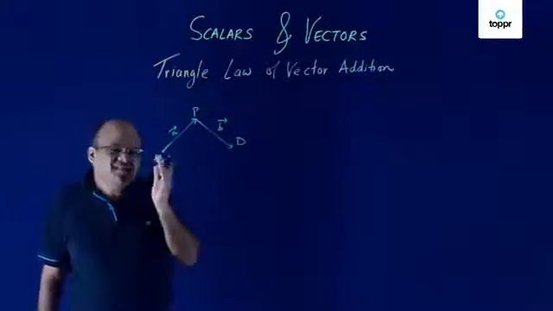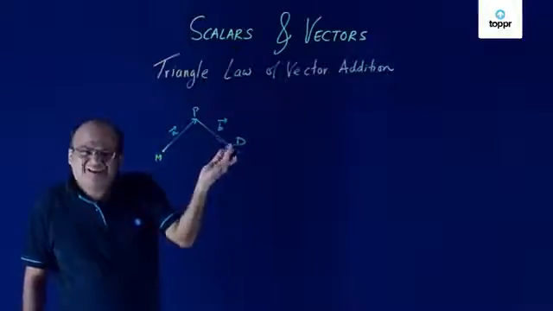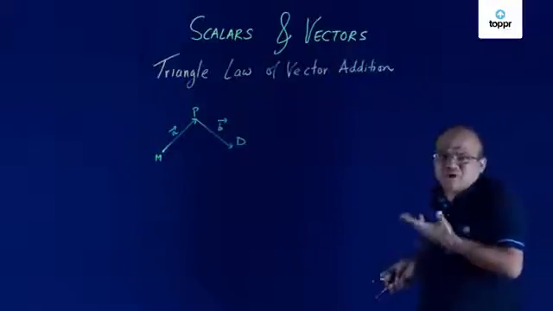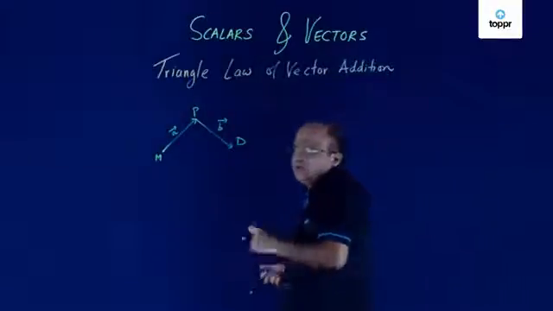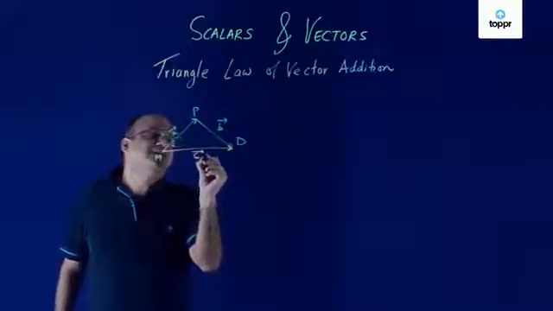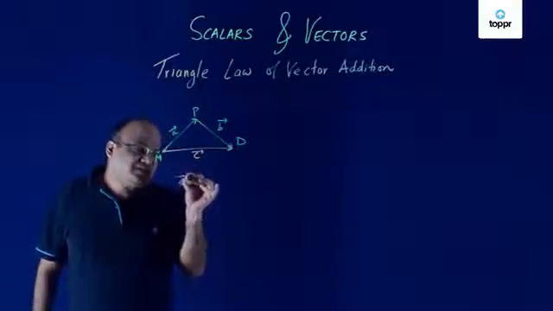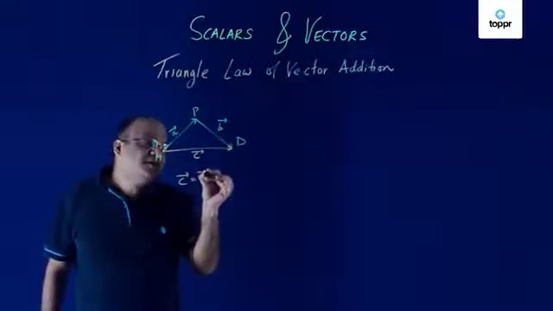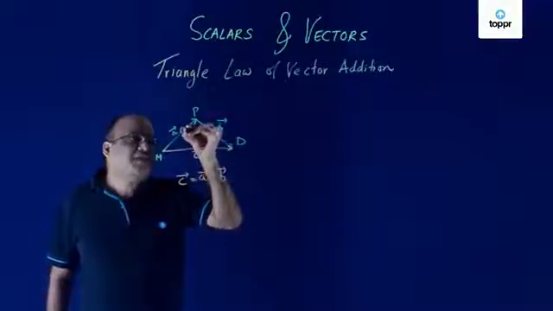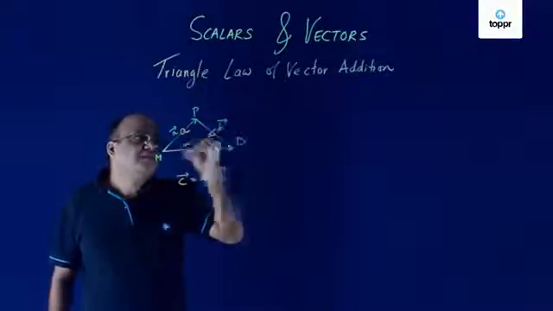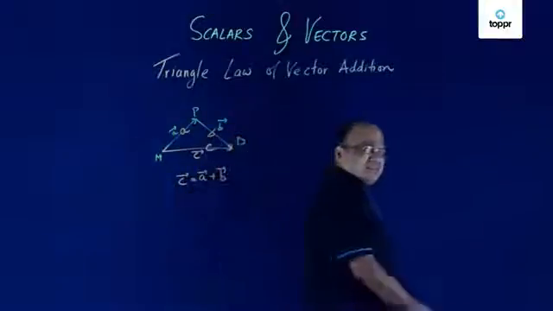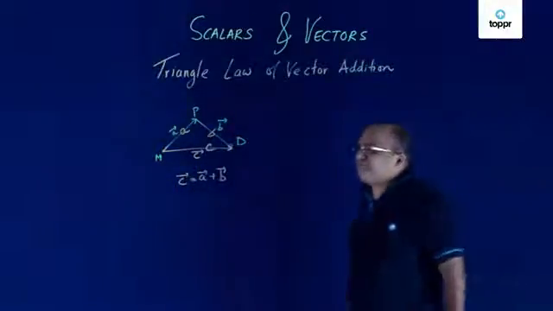Right? This is equivalent to going from Mumbai to Delhi. Suppose I don't get a direct flight from Mumbai to Delhi. I can go from Mumbai to Pune, and from Pune I can go to Delhi. So this is equivalent to this. So therefore C vector is equal to A vector plus B vector. Magnitude of A vector is A, magnitude of B vector is B, and magnitude of C vector is C.